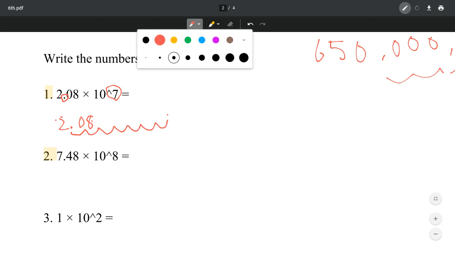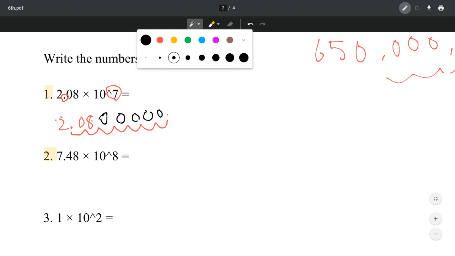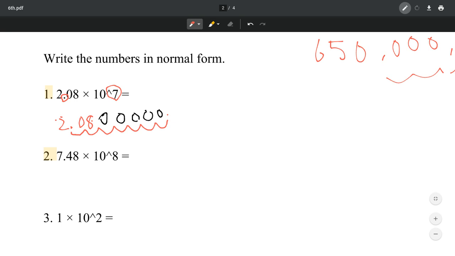And then we're going to fill in the space with zeros. So we add 5 zeros. And so our final answer in normal form would be 2, 0, 8, and then 5 zeros. And then this big number is our answer. Oh wait, that's not it.